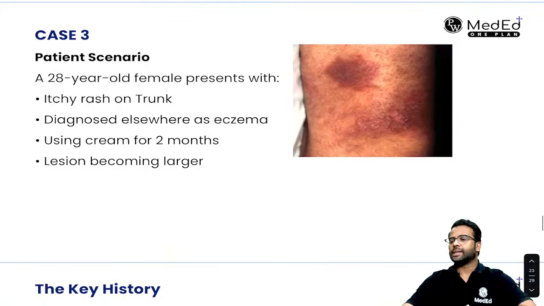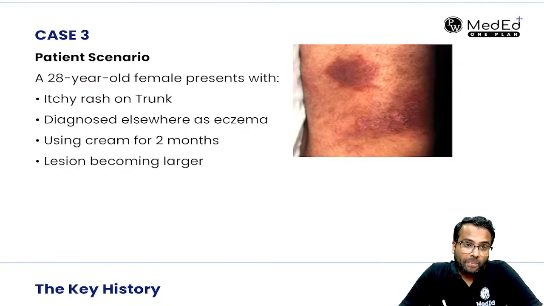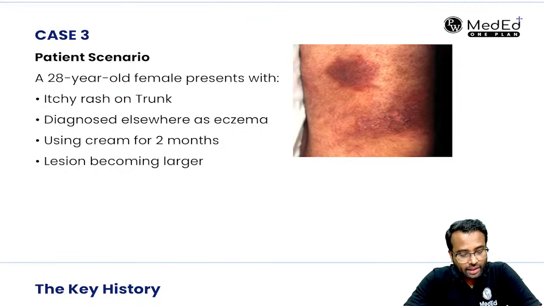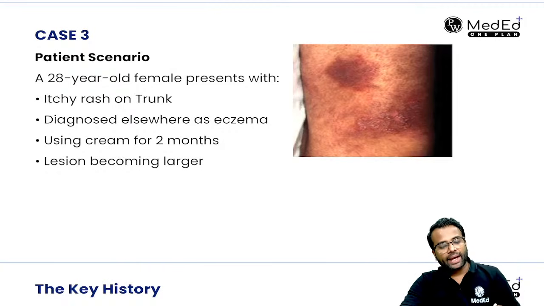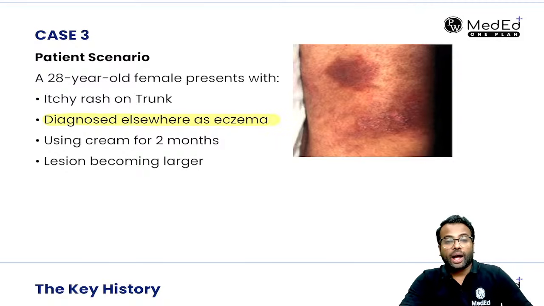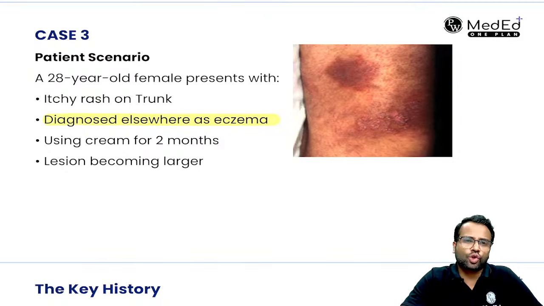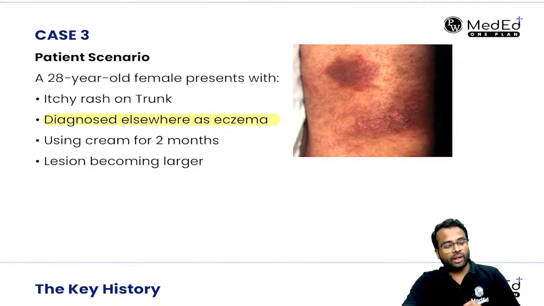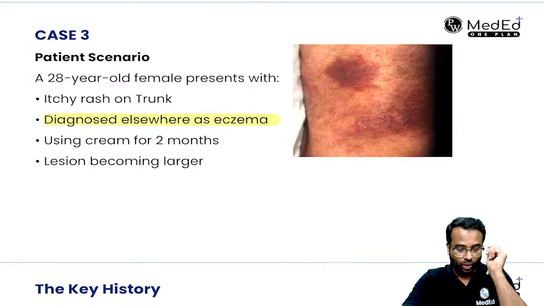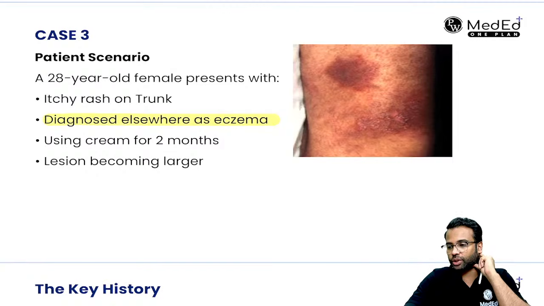The third case is this one. A 28-year-old female presents with an itchy rash over the trunk, diagnosed elsewhere as eczema, and is using a cream for the last 2 months. You have no idea what the cream is, and now the lesion is becoming larger. This is how the patient is presenting to you.